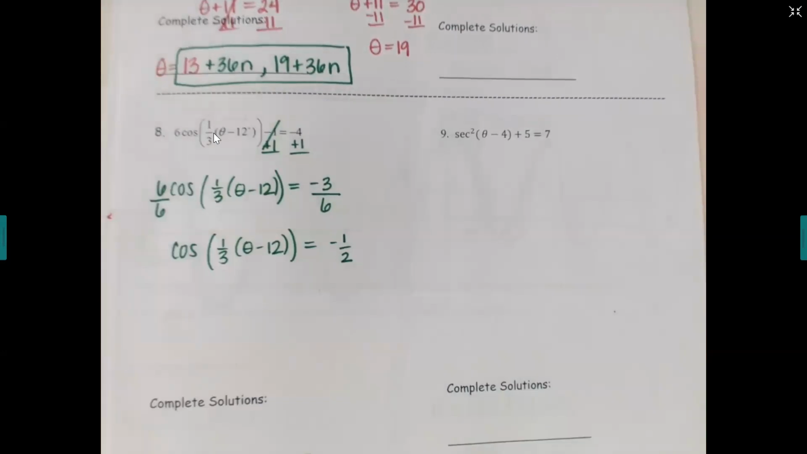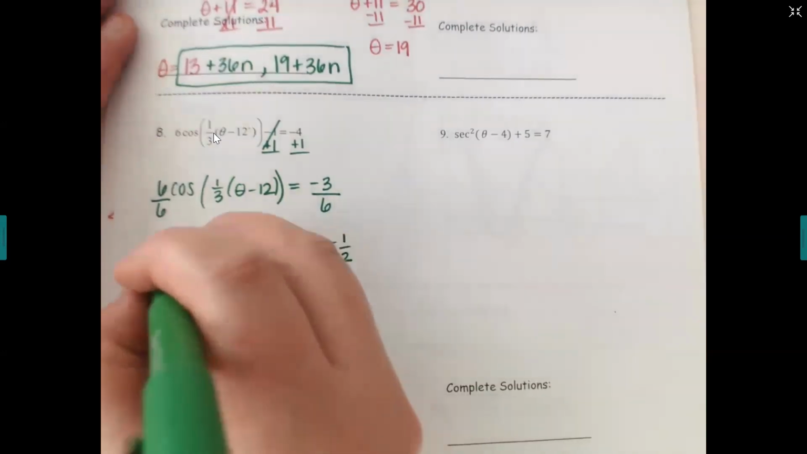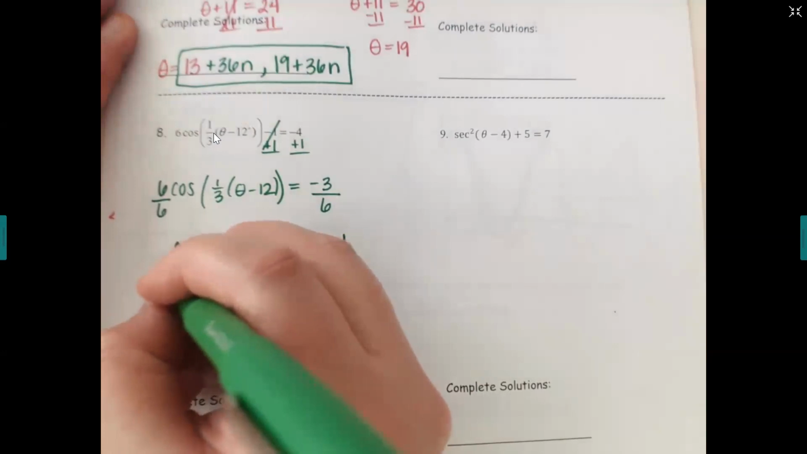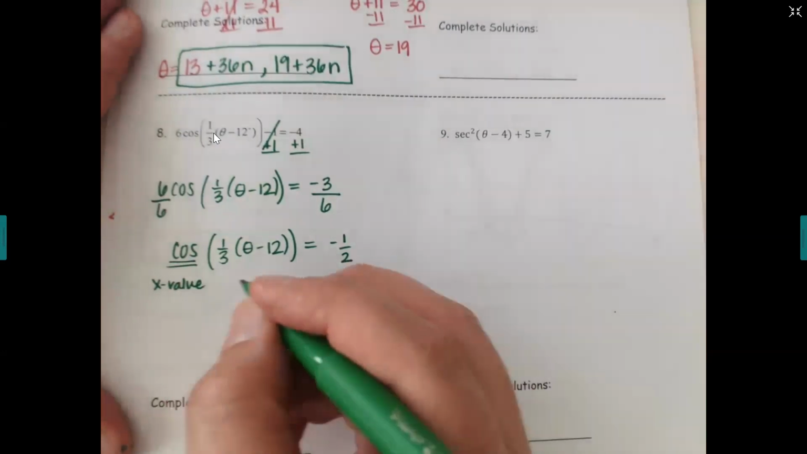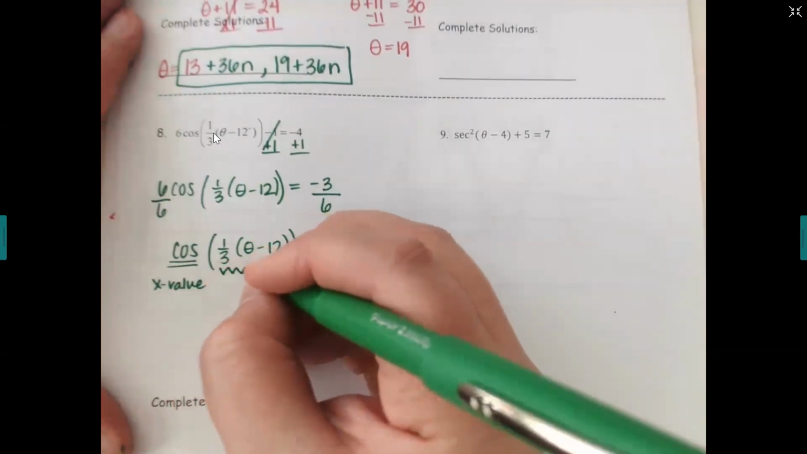And then on my circle, am I looking for x's or y's? Cosine is x's, very good. So look on your circle for where the x value is gonna come out to be -1/2. 120 is correct, and where else? 240.